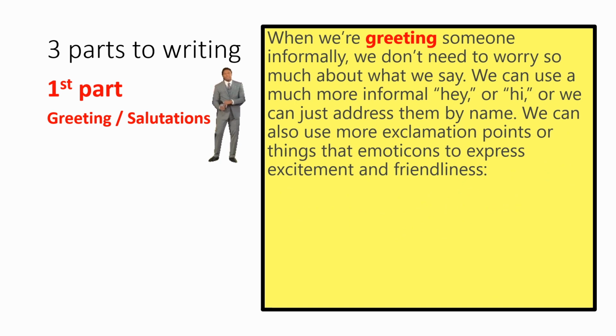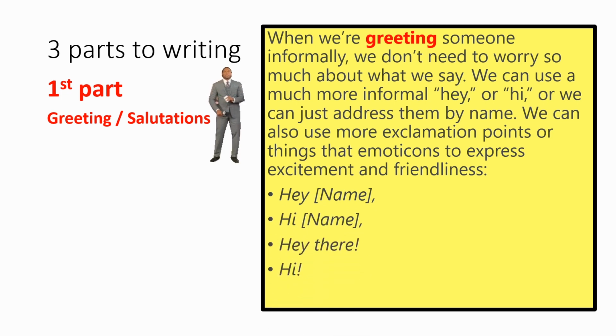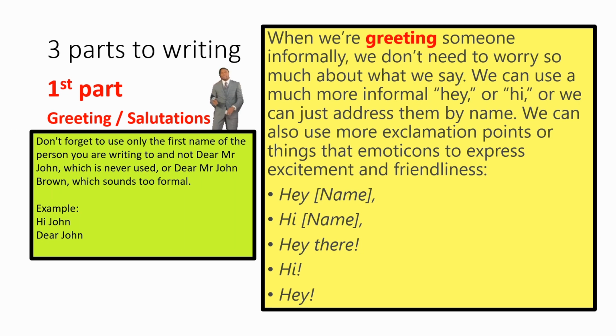When we are greeting someone informally, we don't need to worry so much about what we say. We can use a much more informal hey or hi, or we can just address them by name, like Susan, Mary, John, Ali, Mina, and so on. Or sometimes we can even say hi without saying the name of the person. We can also use more exclamation points or emoticons to express excitement and friendliness. Example, hey, hi, hey there. All these ways of writing is acceptable.